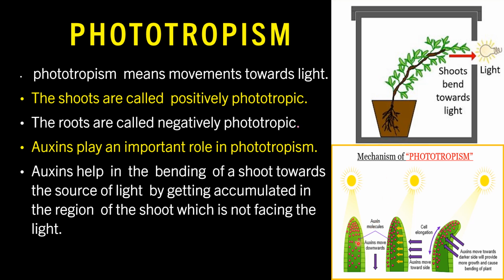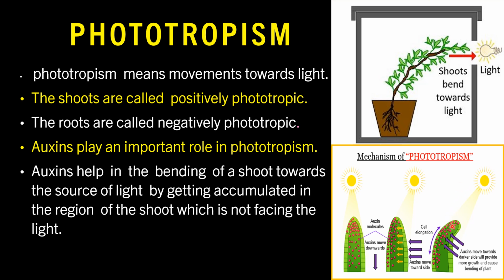Here auxins play an important role in phototropism. How will it help phototropism? Auxins help in the bending of a shoot towards the source of light by getting accumulated in the regions of the shoot which is not facing the light. Then auxins are accumulated in the regions of the shoot which is not facing the light.